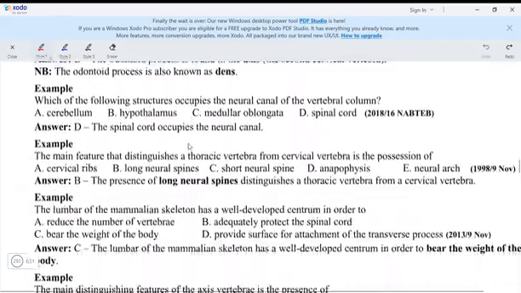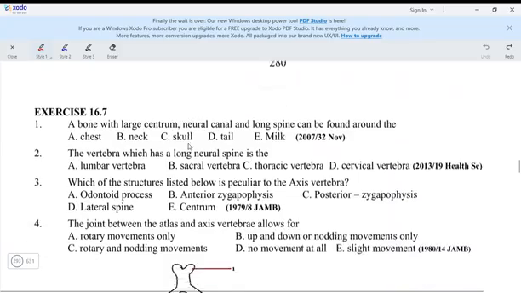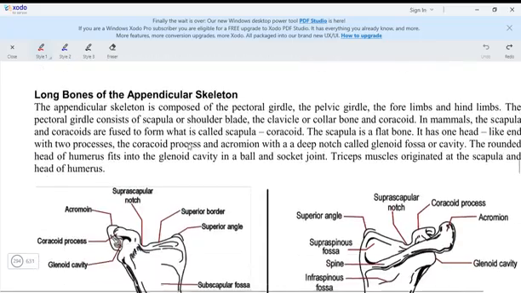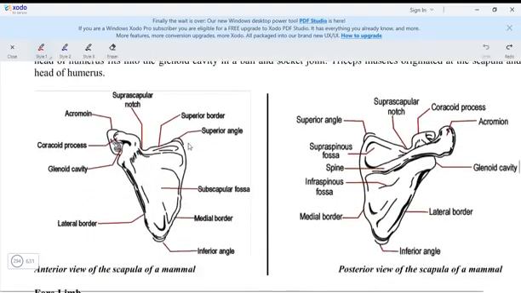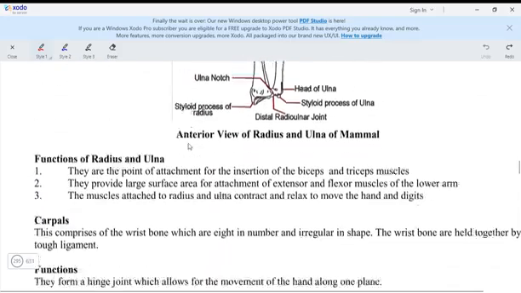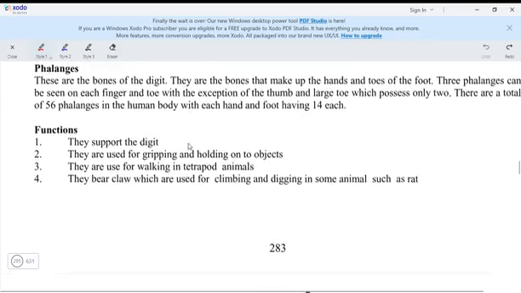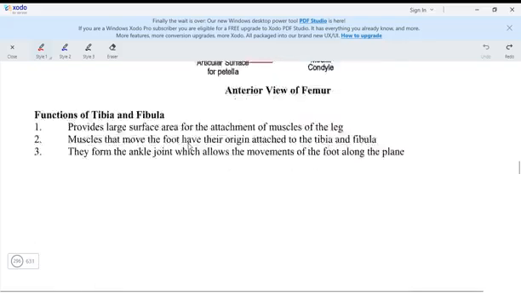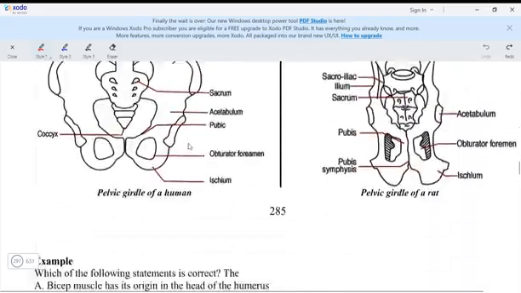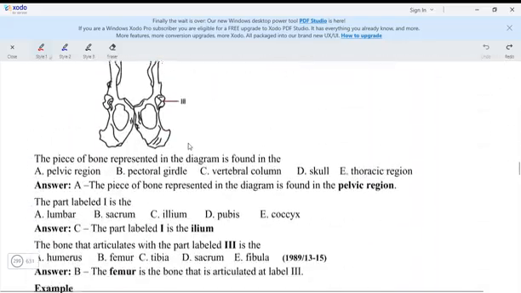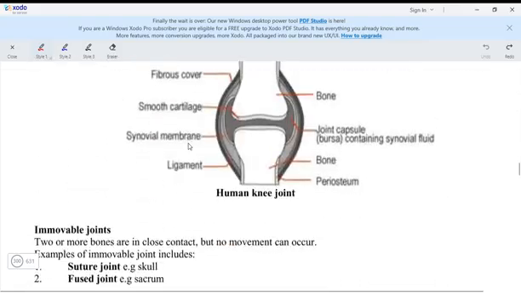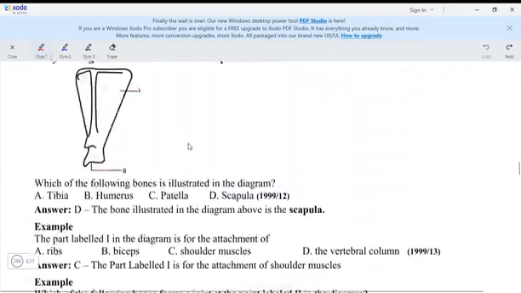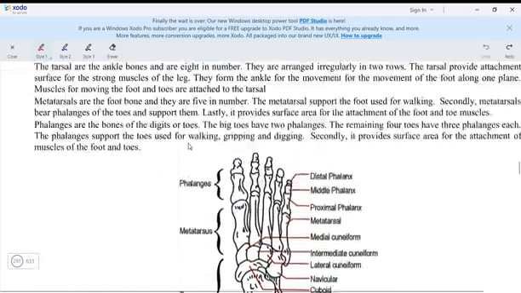To round up this particular topic, we'll be looking at the long bones of the appendicular skeleton. We have seen all those that are axial, the center. Now the remaining ones that are away from the body, we call them the long bones of the body, or the appendicular skeleton. After that, that will be the end for this class. Then we'll continue with joints later.